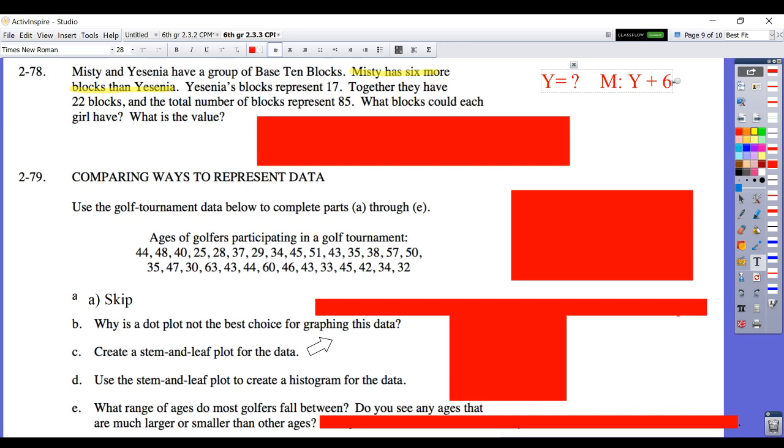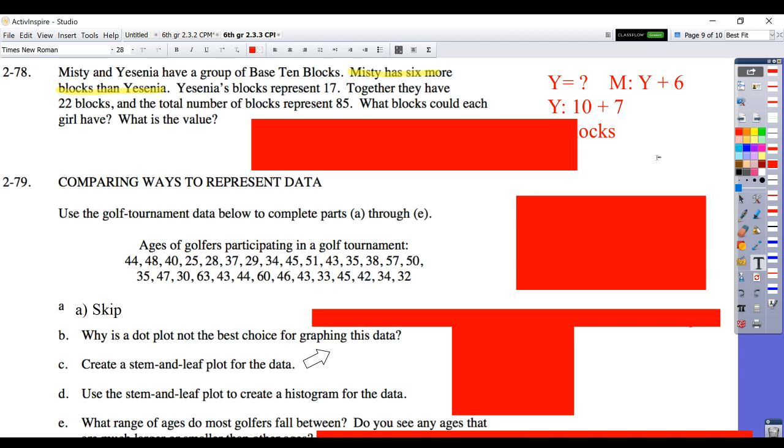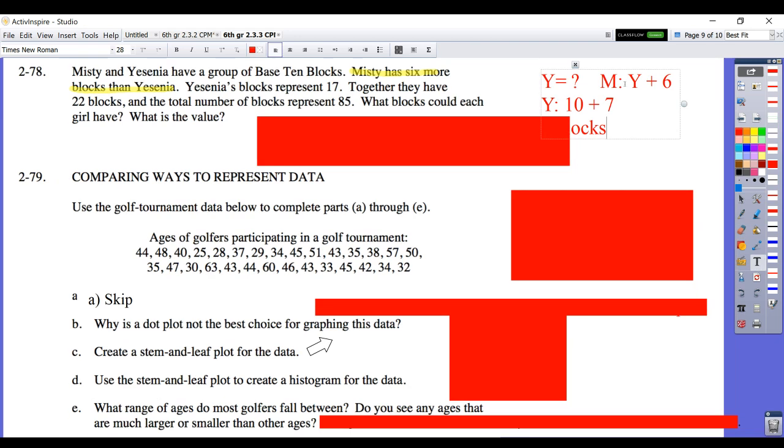All right. So what that means is Yesenia must have a 10 block plus a 7. That's the only way she could get a value of 17. So she has 8 blocks. One is a 10 block, and the other 7 are 1 blocks. Okay.